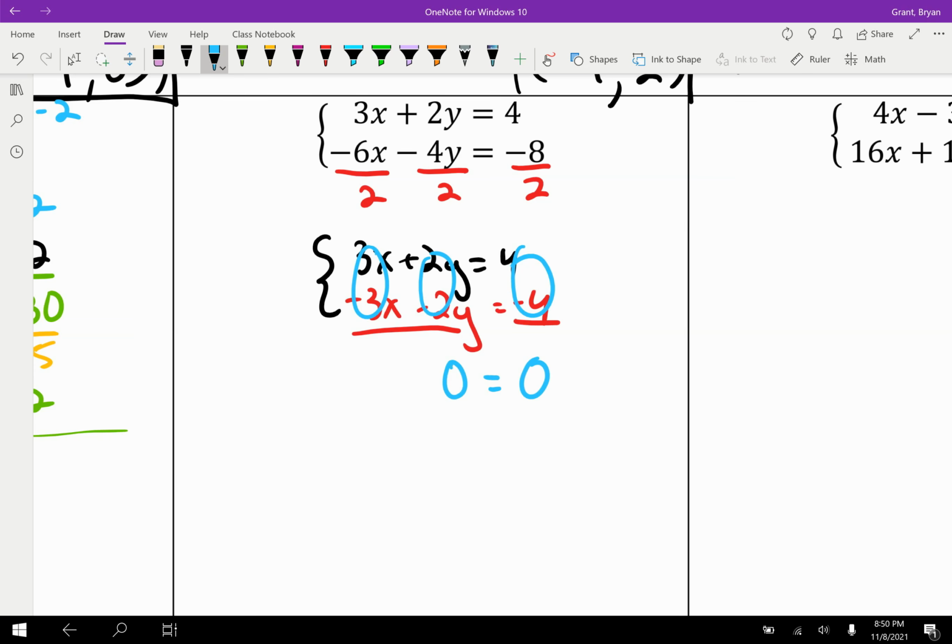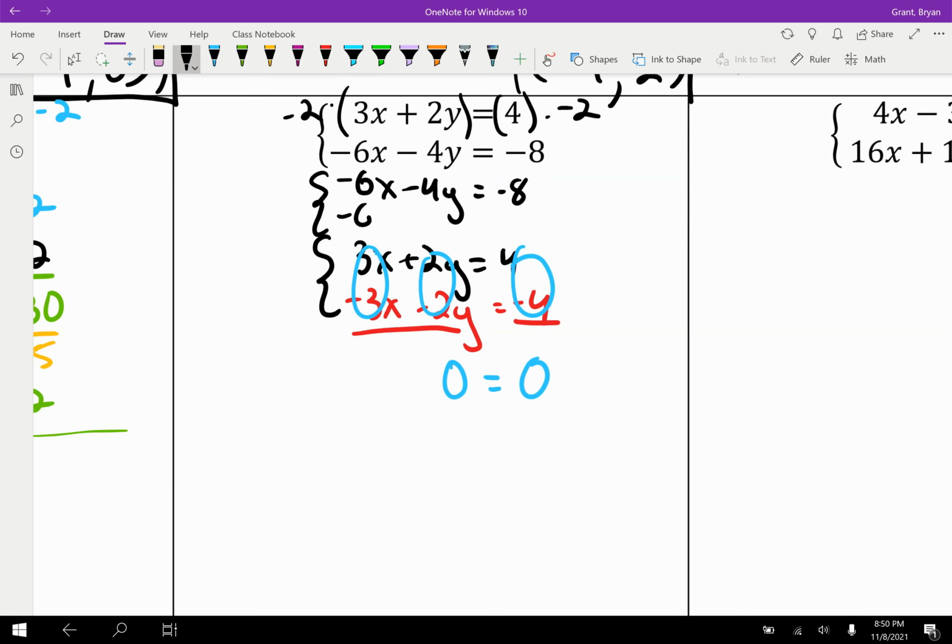Well, another way you could look at it is you could have thought about taking this equation and multiplying it by negative 2. If we multiply that top equation by negative 2, it becomes negative 6x minus 4y equals negative 8. And the bottom is negative 6x minus 4y equals negative 8. What should you notice about each of these equations? Oh yeah, they're the same.